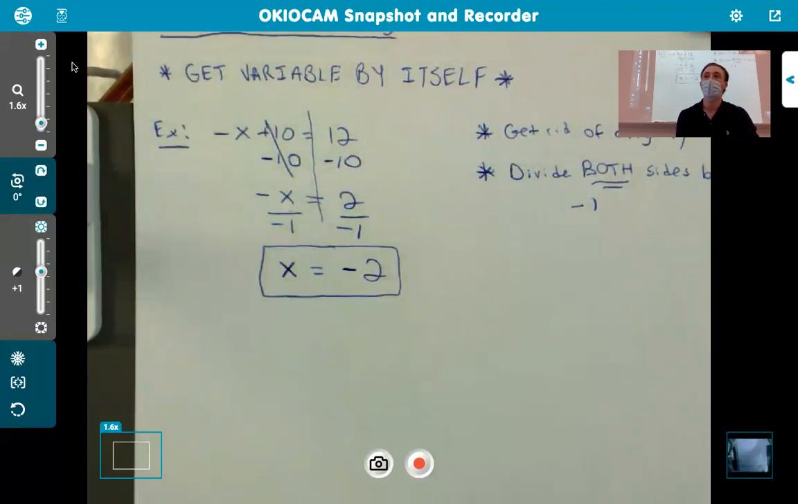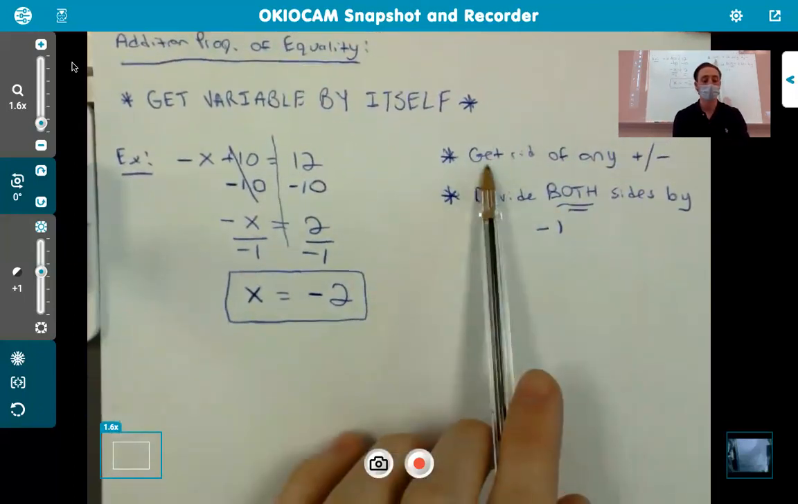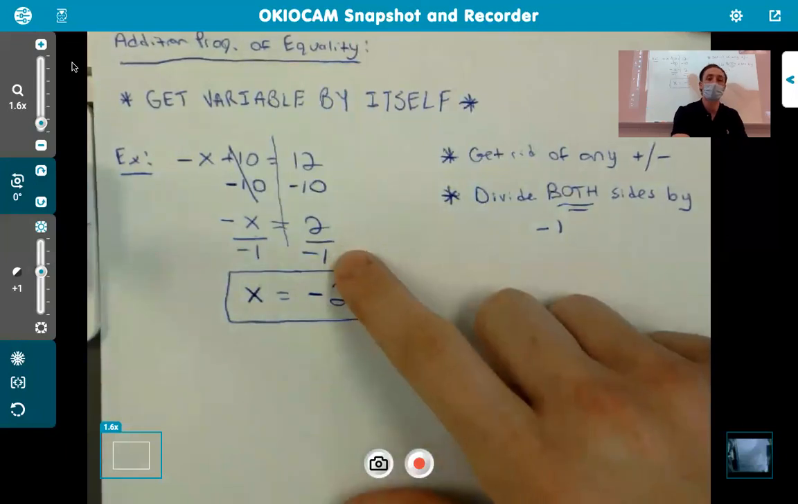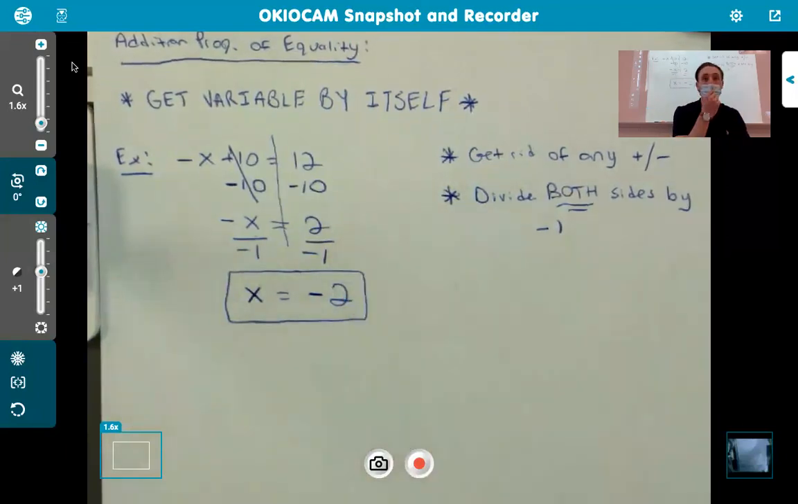Any questions about that first example? So I'm trying to get the variable by itself. I get rid of addition and subtraction. Then I divide by -1 on both sides. Essentially, when you divide by -1, all it does is change the sign of whatever that number is, right? It stays the same, just change the sign.